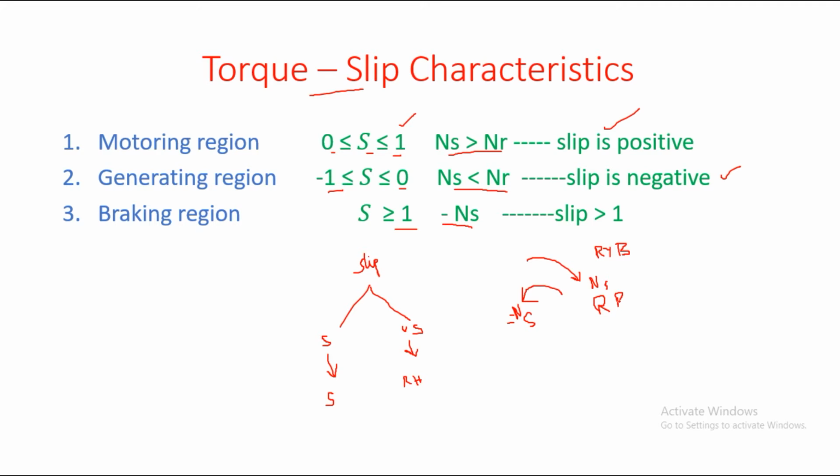So here we have RBY instead of RYB. We reverse the phase sequence as RBY. Only then can we change the direction of the stator flux, and also the direction of the stator speed, that is the synchronous speed. And by substituting the value of synchronous speed as -ns while finding the value of slip, we get a slip value greater than 1. So this is about the braking region.